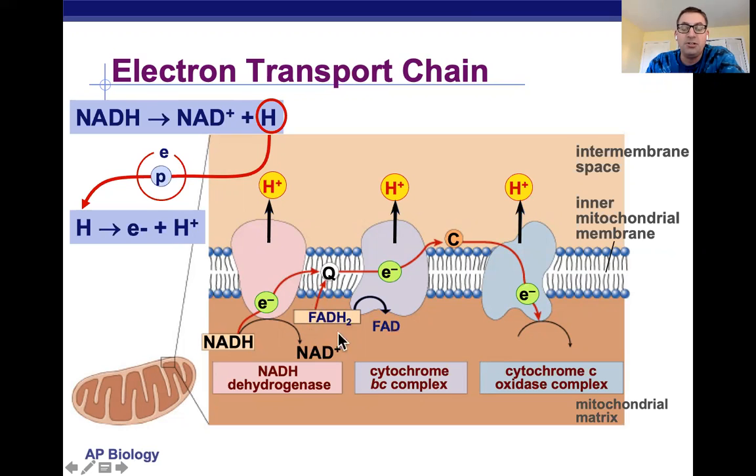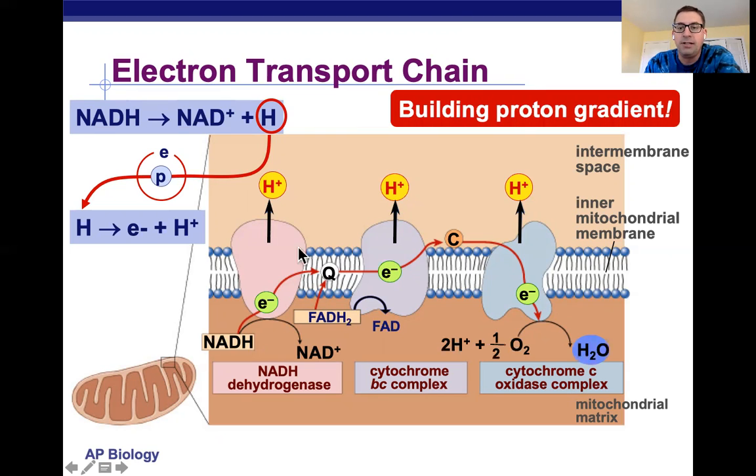Notice here that FADH2 drops off its electrons at a later point in the electron transport chain than NADH does. As a result, fewer protons are pumped into that intermembrane space from the electrons that FADH2 drops off compared to the electrons that NADH drops off. And that little piece of information is going to be really important later when we take a look at how many ATP are generated from the electrons that NADH brings to the electron transport chain versus how many ATP are generated from the electrons that FADH2 brings to the electron transport chain.